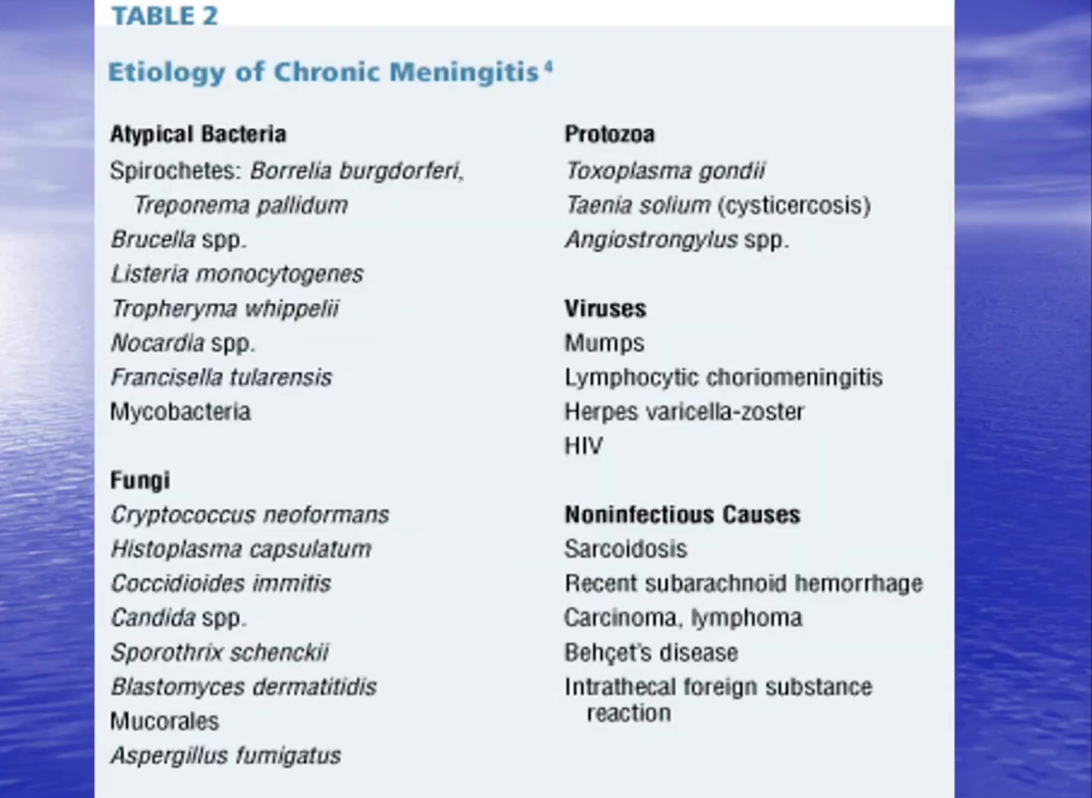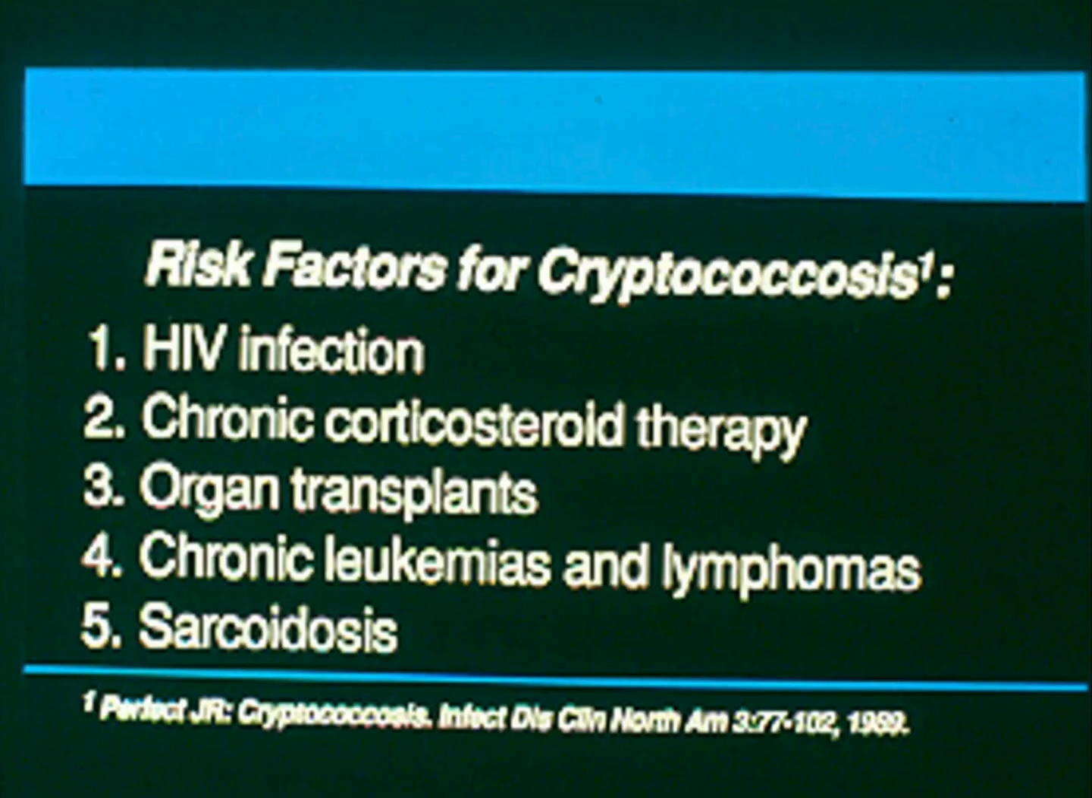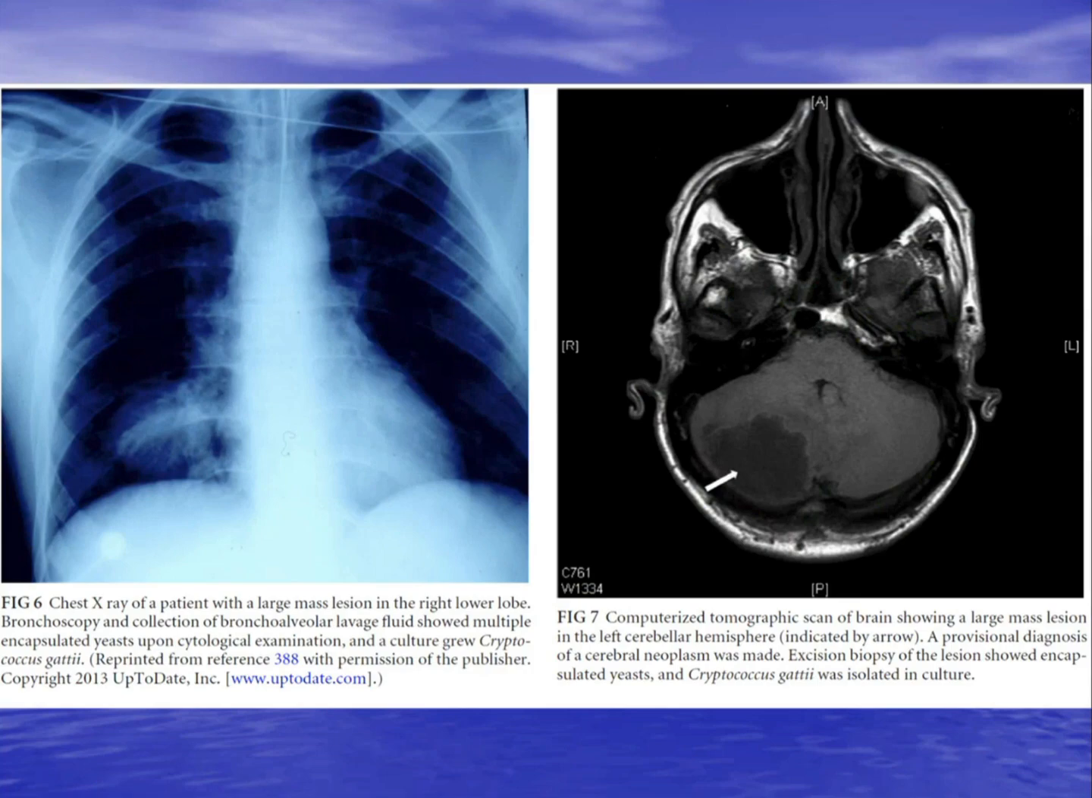Next. So chronic meningitis, the #1 is TB, #2 is crypto, and don't forget coccidioidomycosis, and then, of course, the sarcoid, and the list goes on and on. Next. So crypto, we know the risk factors, but we're going to talk about unique risk factors coming up next.